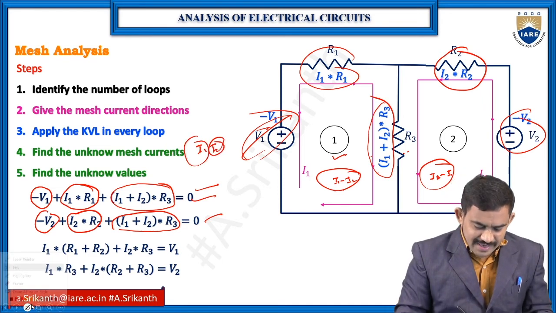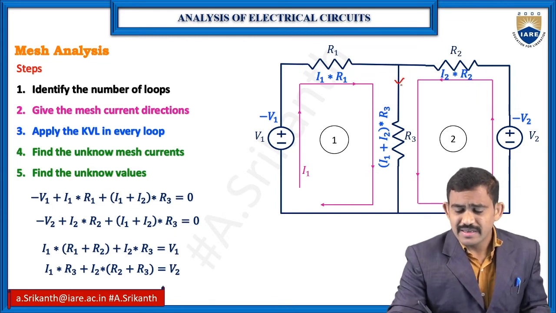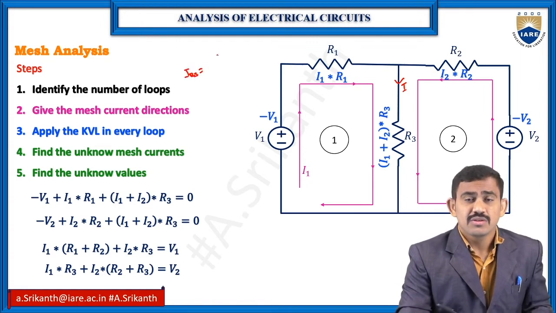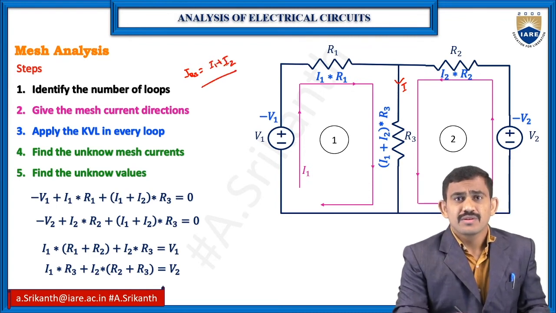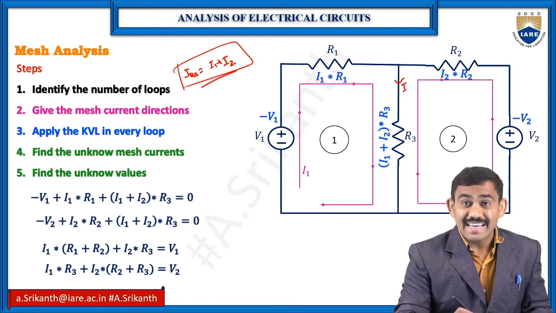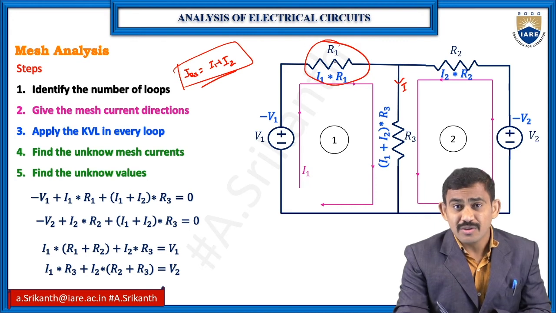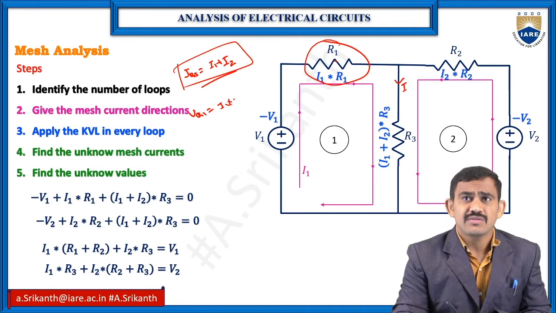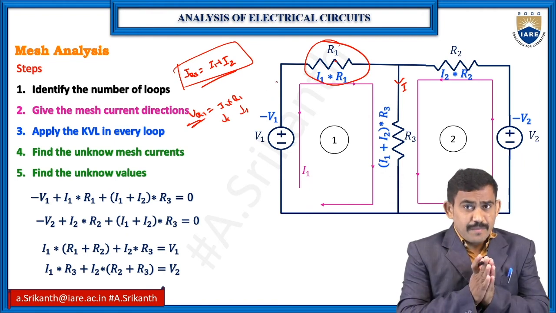If I know the I1 and I2 values, I can find the unknown values. So what is the current at the R3 resistor? Both are in the same direction at R3, so we have I1 plus I2. This is your R3 current. Suppose I want the voltage drop across R1. VR1 is equal to I1 into R1. I know the I1 value and the R1 value, so I will get the VR1 value. So this is about mesh analysis.